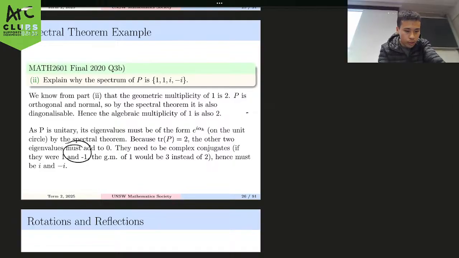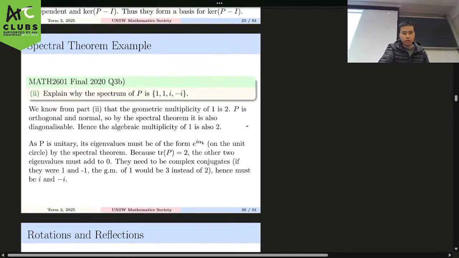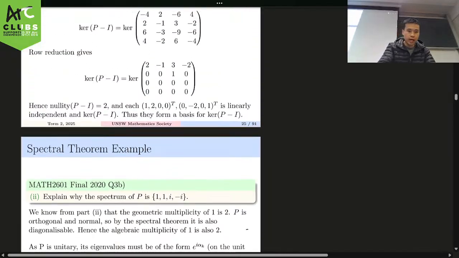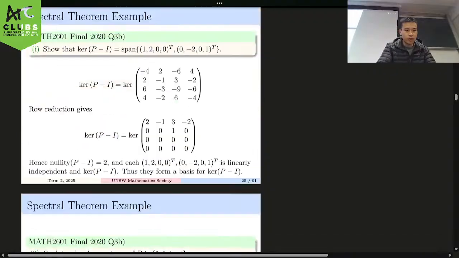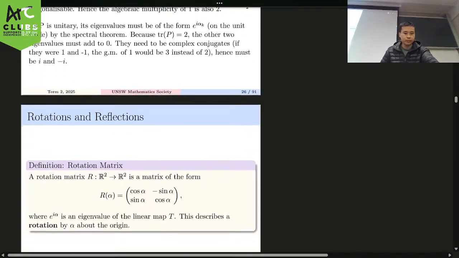Oh yeah, okay, because if you did somehow get 1 again, then the geometric multiplicity would be 3 basically. But we already calculated from before, that first part, it was already 2. So we don't need any more copies of 1 essentially. So yeah, that's why I get these two additional eigenvalues here.